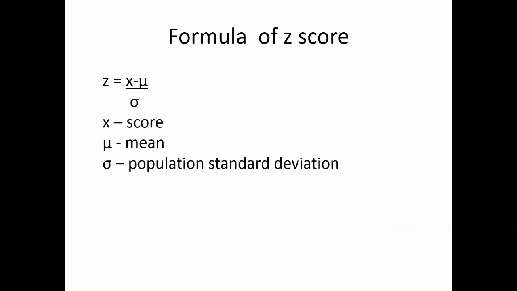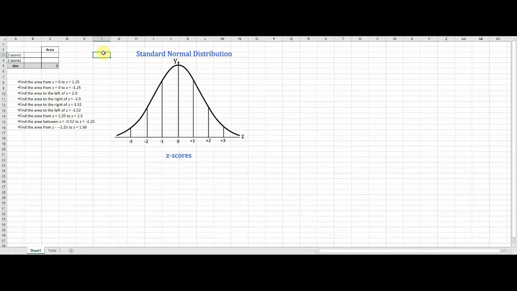The formula in solving for the z-score is the score minus the mu or the mean, divided by the small sigma, which is your population standard deviation. Now let's understand how we are going to determine the actual area. I have here the bell-shaped curve. As we recall, z equal to 0 is at the center. On the right side are +1, +2, +3, and on the left side are -1, -2, and -3.